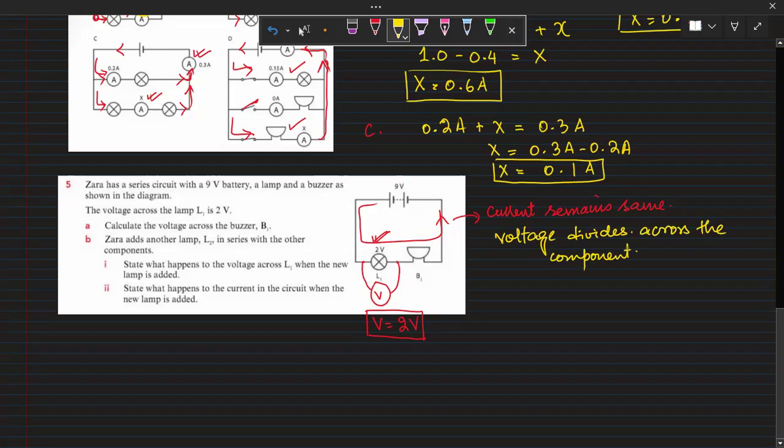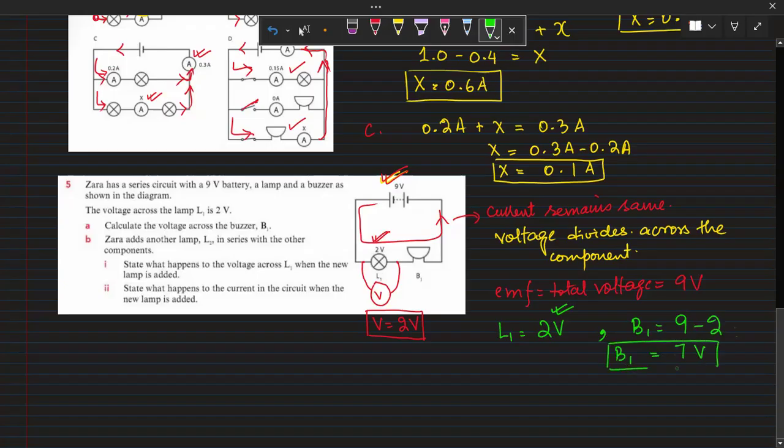Now, what is the total voltage, which is known as EMF? EMF equals total voltage, and total voltage over here we have 9 volt. This 9 volt will be dropped in such a way that across the lamp it is 2 volt, and across the buzzer, how will you calculate? The total voltage minus the drop one. How much drop is there across the lamp? 2 volt. So you will subtract the 2 volt from 9. So you will get 7 volt across the buzzer.